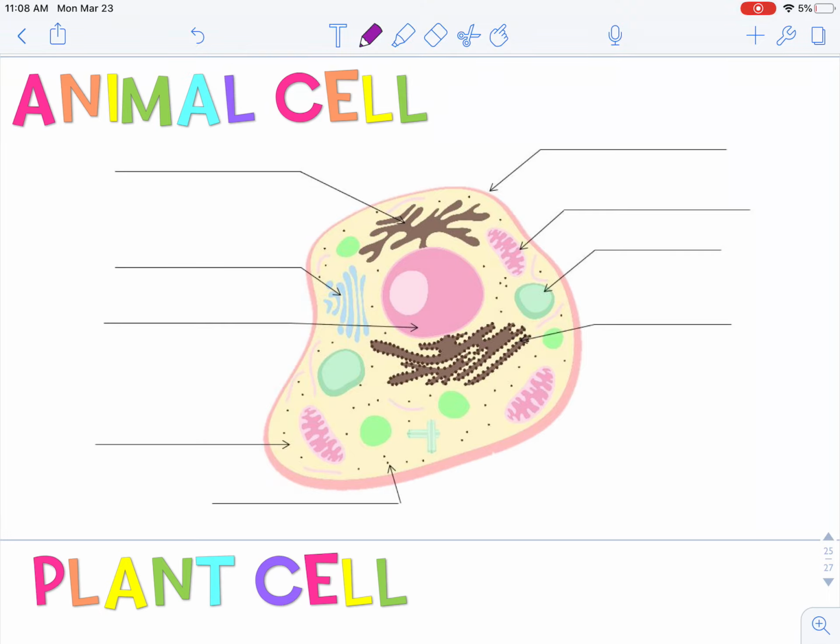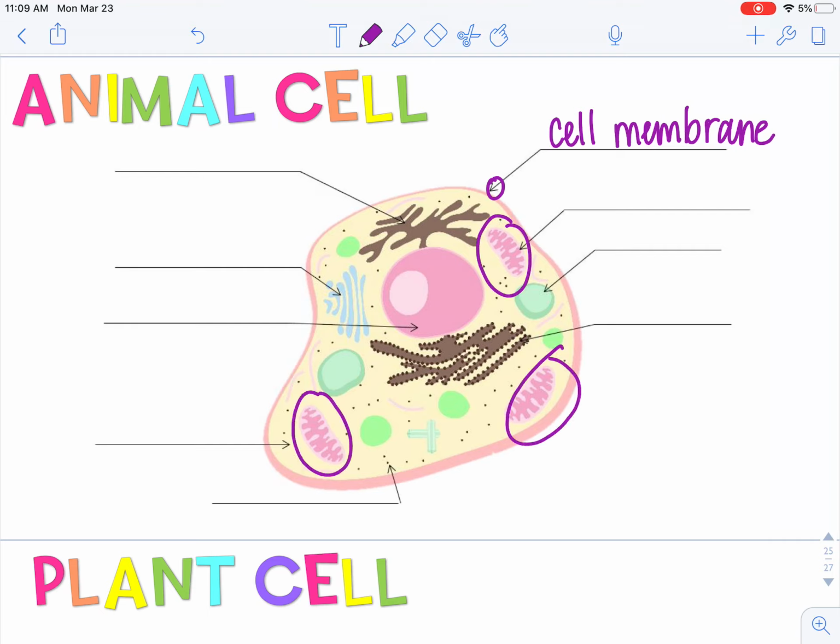So we're going to go ahead and get started. We're going to start in the top right corner, kind of like a clock. So that pink all around the entire outside of an animal cell is your cell membrane. We're going to work our way down around, like I said, like a clock. If you notice, you have 3 of these pink kind of jelly bean looking organelles. That is my mighty mitochondria.